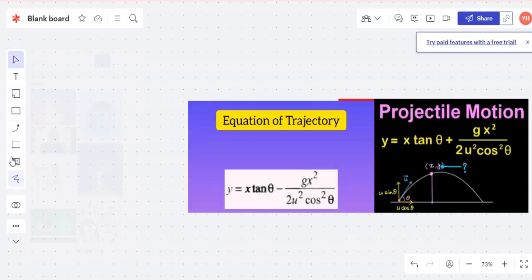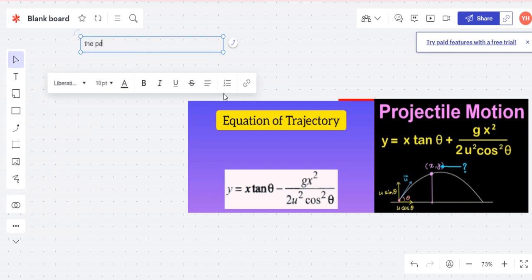So now I'm going to discuss a new topic here, which is the path of trajectory, or the equation of trajectory. Let's deal with it: the equation of trajectory. I'm not comfortable about the spelling yet, so you can check that. Right? The equation of trajectory.